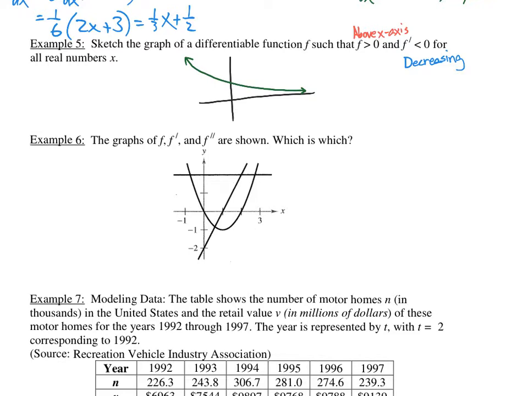Now, example 6 is another one. Here are the graphs of f, f prime, and f double prime. Which one is which?